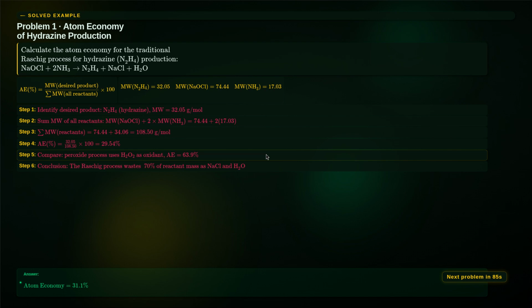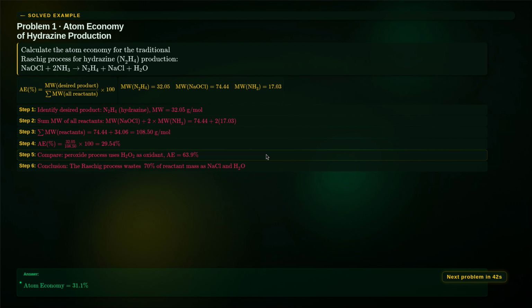Step 2. Sum the molecular weights of all reactants. NaOCl is 74.44 plus 2 times ammonia, which is 17.03 each. Step 3. The sum of reactant molecular weights equals 74.44 plus 34.06, giving 108.50 grams per mole. Step 4. Atom economy equals 32.05 divided by 108.50 times 100, giving 29.54%.